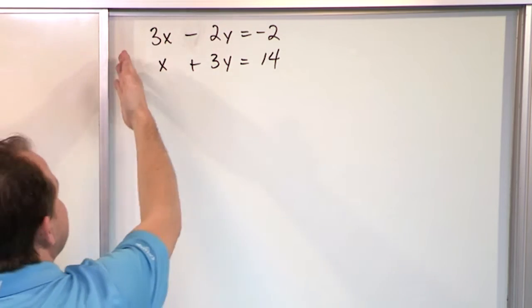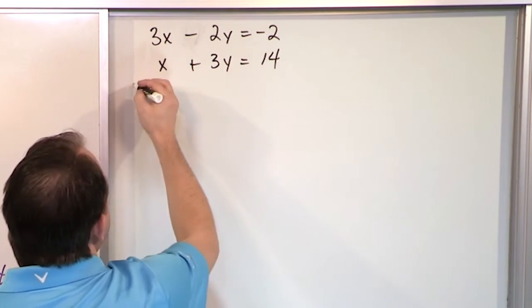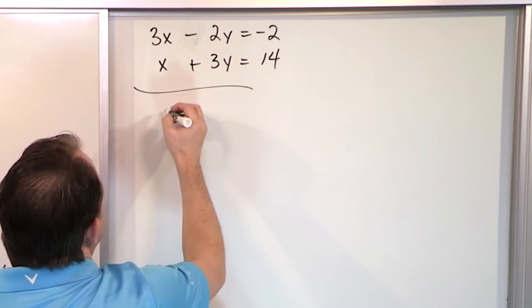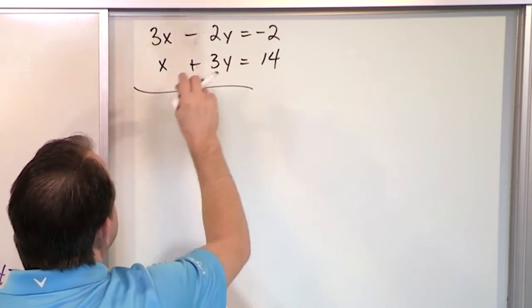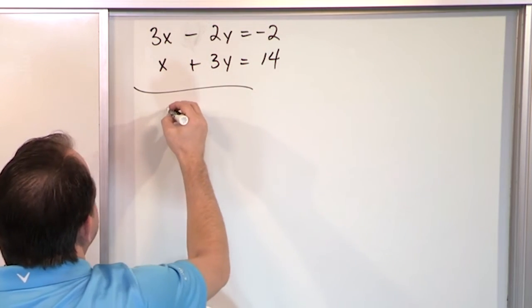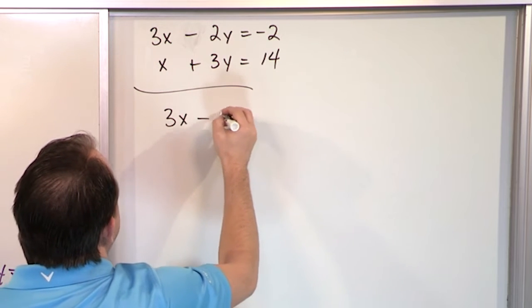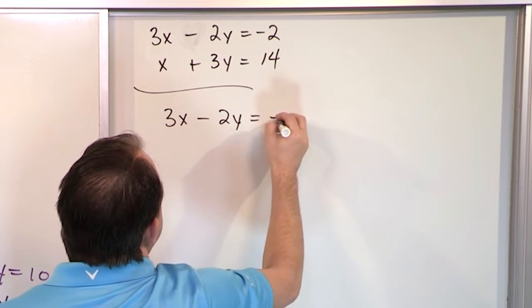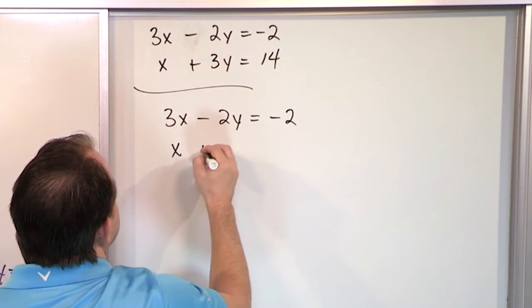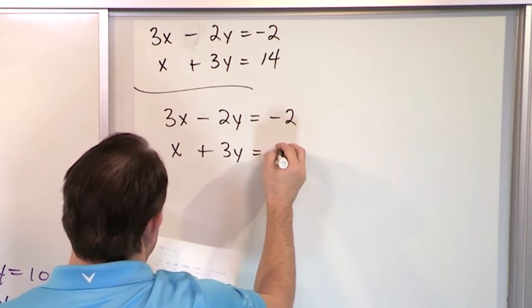Instead of messing around with what you've already written, I want you to write both equations again, and you can mess around with that version. I don't want you scribbling over what you've written down. It just makes it hard. So 3x minus 2y is equal to negative 2. And I'll rewrite it again: x plus 3y is equal to positive 14.